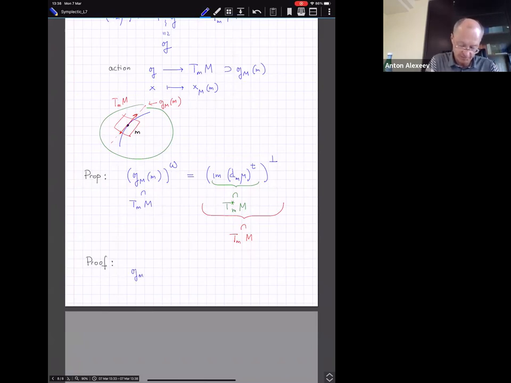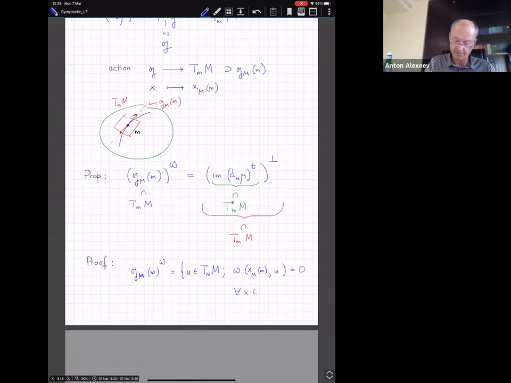So g_M(m) omega orthogonal, what is it? So these are tangent vectors u which have the following property, right? Omega of x_M(m), u is equal to 0 for all x in g, right? That's just the definition of omega orthogonal.